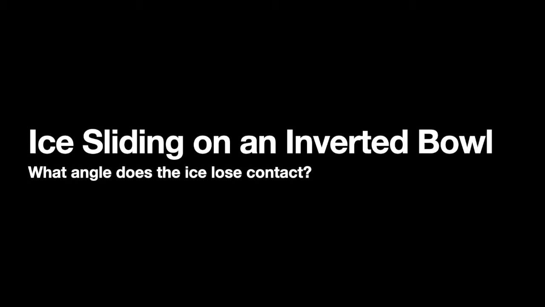Okay, let's look at this physics problem. It's a classic physics problem. An inverted spherical bowl with a piece of ice on the top, and it's sliding off. At what point does it lose contact? And I've already done this.